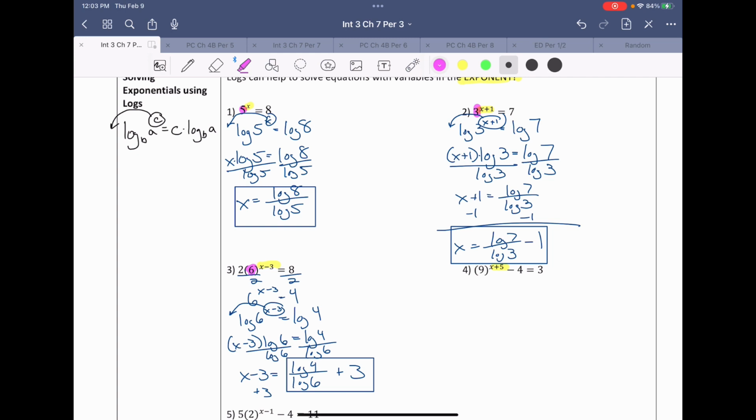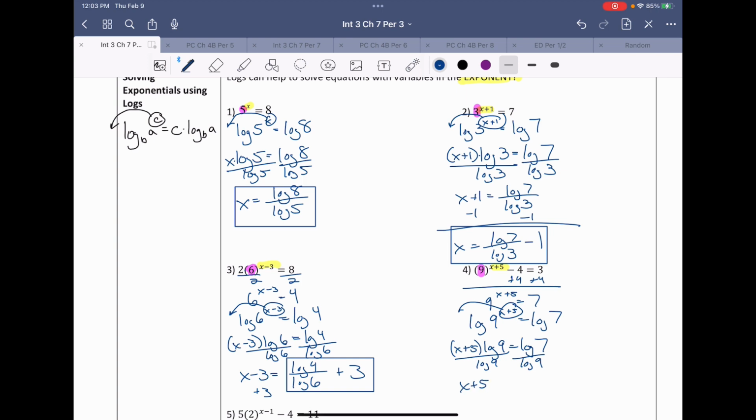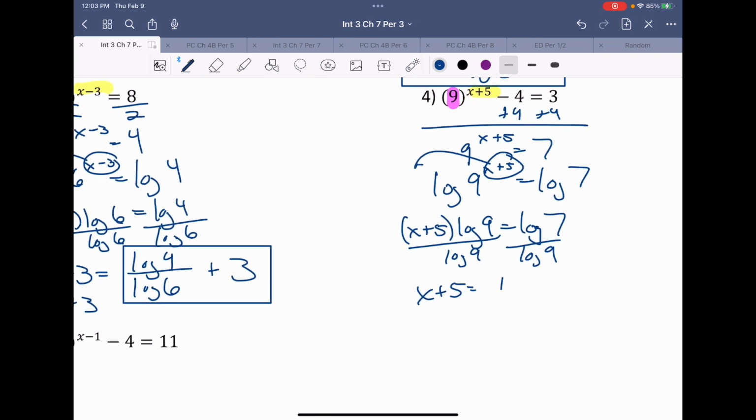So x is in the air. The base is almost alone except for this -4 at the end, so I need to move that first, get the base totally alone, add the 4, do whatever math is necessary to get the base alone. Add the log in front of it. I need to see all this work on test day. Exponent using parentheses gets moved in front of the log. Divide by the one that's touching the x, because we're trying to solve for x. And then do whatever math is necessary. Since you can't actually subtract them, it'll be log 7 over log 9 minus 5 at the end.